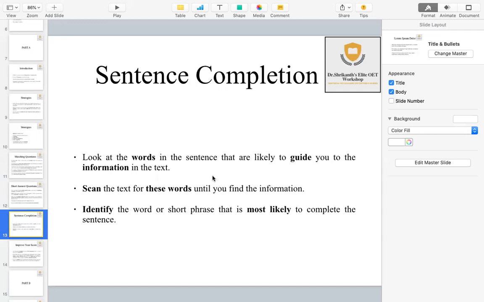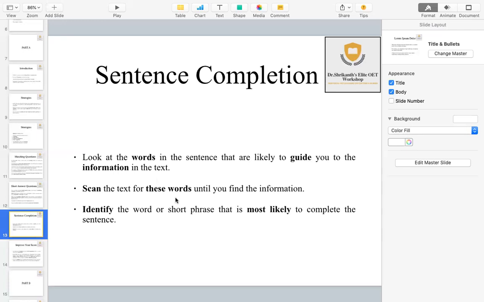Okay, so that's the thing. Look for the words in the questions and let them guide you to the information in the text. Scan the text for these words until you find the information. So scanning the text means what? If your question paper is very neat, if you haven't scribbled anything on it, if you haven't underlined any words, then scanning the entire 4 texts will take you a lot of time, and obviously you may need well more than 15 minutes to finish your part A.